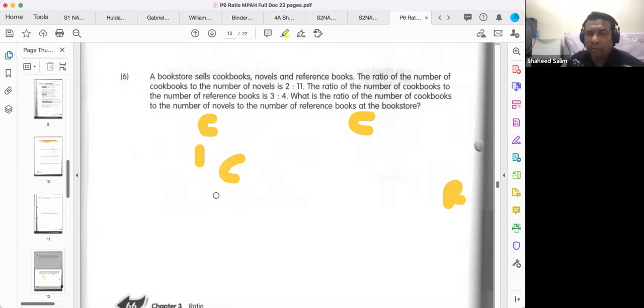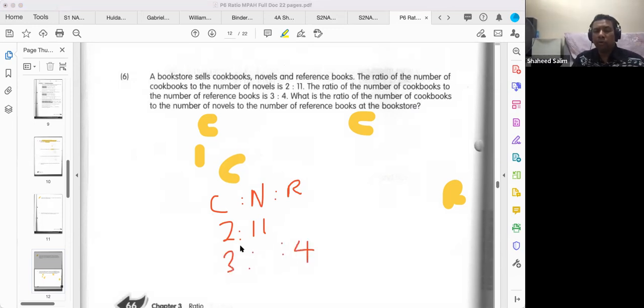Down here now, you have cookbook to novels. This is 2 to 11. Then there's also reference book. Cookbook is 3. Reference book is 4. You need this to be the same. You sum 2 times 3, 3 times 6. So you times 3 down here, you times 3 down here. So you times 2, same as times 2.